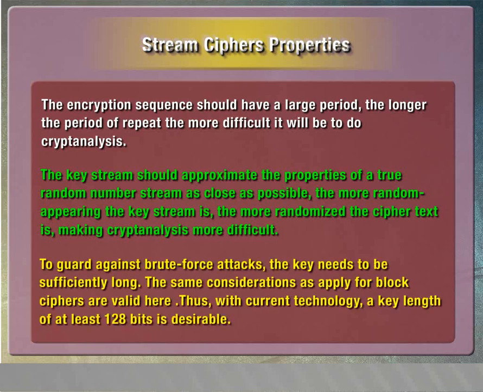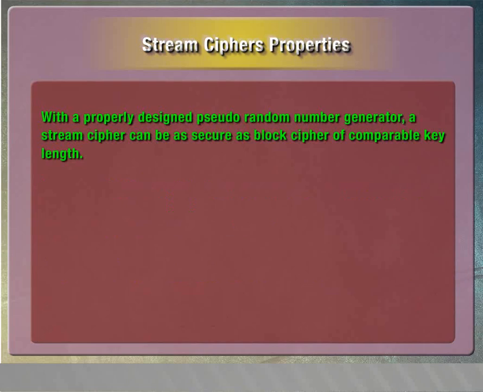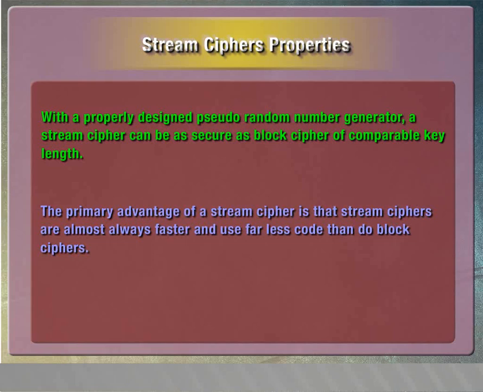To guard against brute force attacks, the key needs to be sufficiently long. The same considerations as apply for block ciphers are valid here. Thus, with current technology, a key length of at least 128 bits is desirable. With a properly designed pseudo-random number generator, a stream cipher can be as secure as a block cipher of comparable key length. The primary advantage of a stream cipher is that stream ciphers are almost always faster and use far less code than do block ciphers.